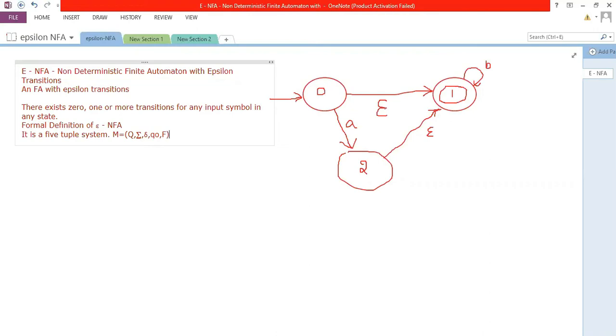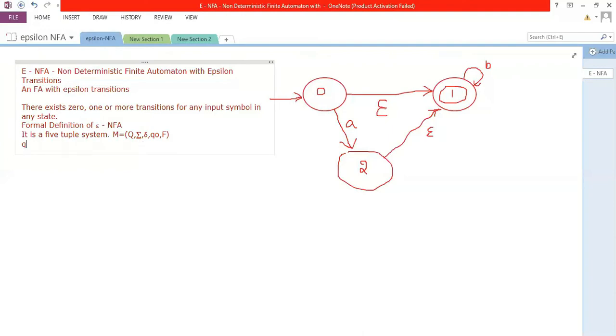Please remember, this should be known to you at any point of time, whether it is the definition of DFA, NFA, or epsilon NFA. At any point of time, somebody asks, maybe in your examination or in your interview process, that should be on the tip of your tongue. DFA is a 5 tuple system. M is equal to Q, sigma, delta, Q naught, F. That should be always in your mind.